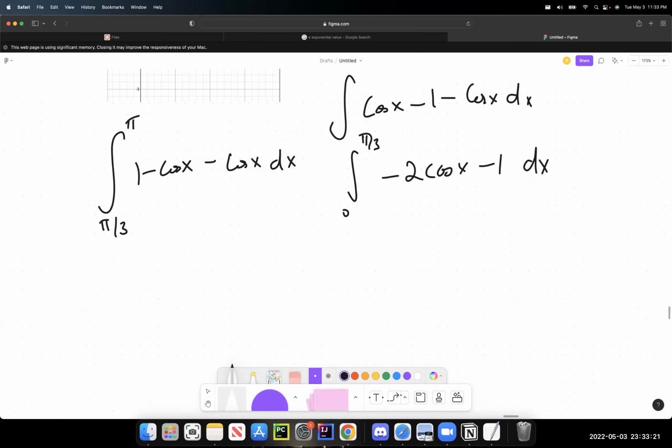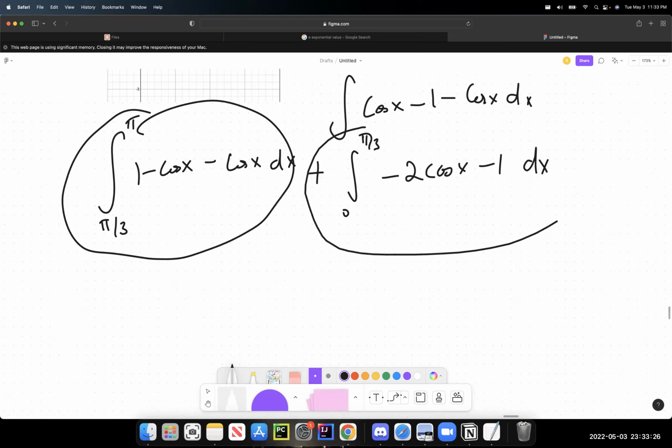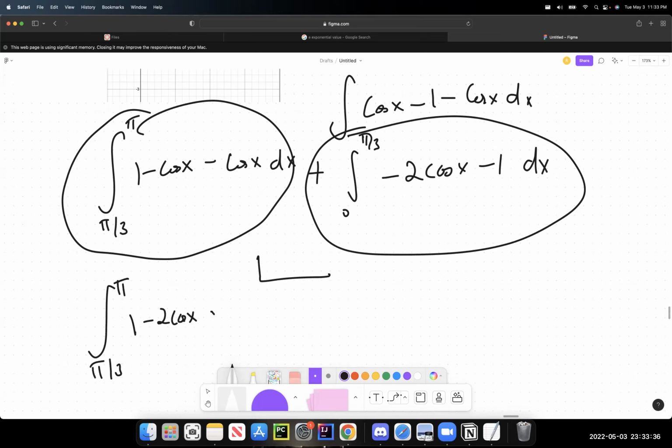And so you basically take these integrals individually and then add them together, and that would give you an answer. So you have pi over 3 to pi of 1 minus 2 cosine of x dx, plus this portion here. And that would be your answer.